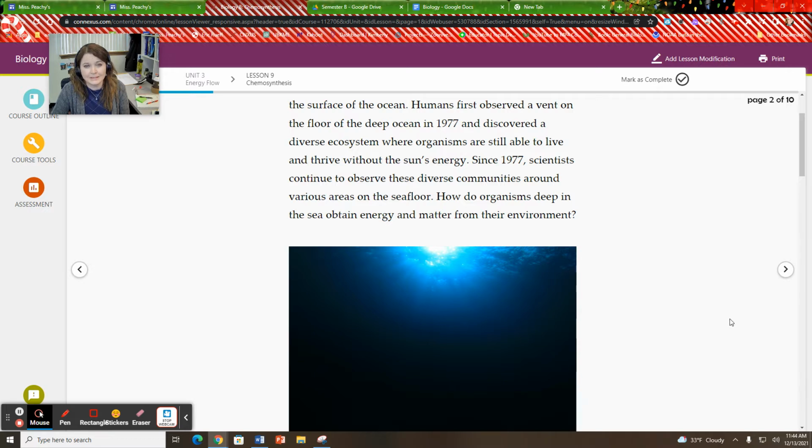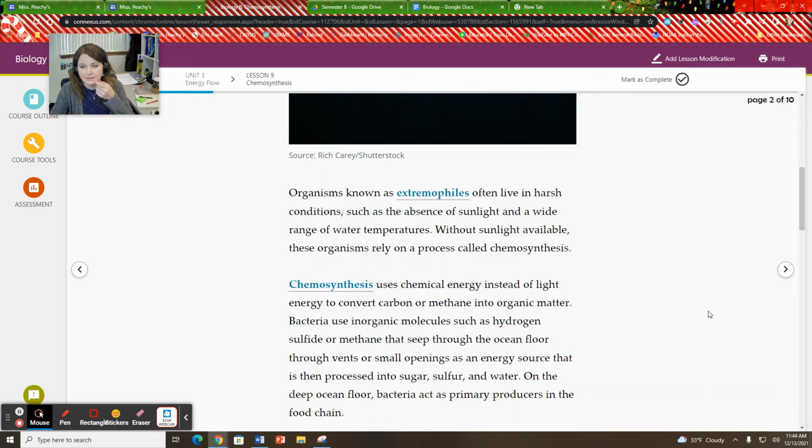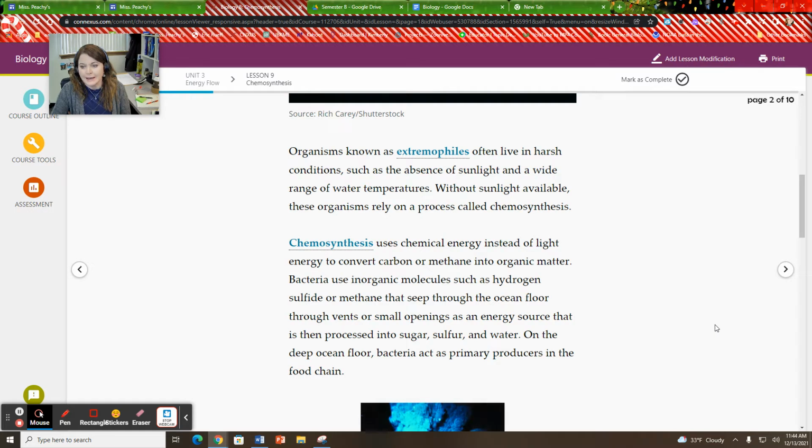So remember, photosynthesis is using the sun's energy along with carbon dioxide and water to synthesize food. That's what our primary producers do, right? And that's the base of our food chain. Well, in these particular ecosystems, instead of photosynthesis, we have a process called chemosynthesis. Instead of using light energy, which is what photosynthesis is based upon, this uses inorganic molecules such as hydrogen sulfide or methane as an energy source to synthesize food.